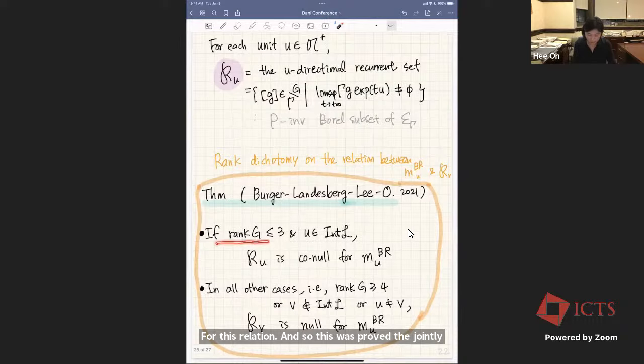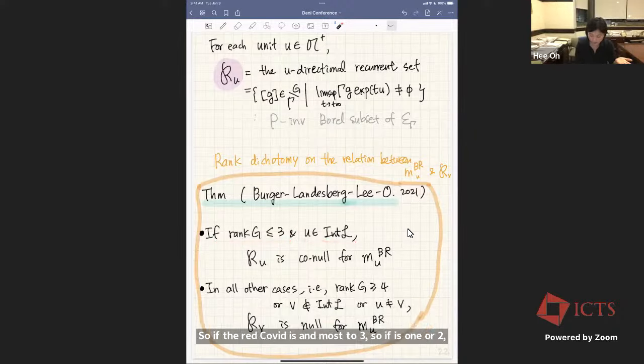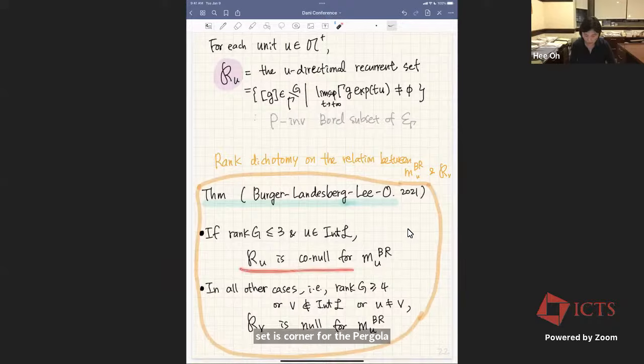So if the rank of G is at most 3, so if the rank of G is 1 or 2 or 3, then for any U in the interior of L, the Burger-Roblin measure is fully supported on this U directional recurrent set. So in other words, this U directional recurrent set is conull for the Burger-Roblin measure, meaning that the complement of R_U has measure 0.